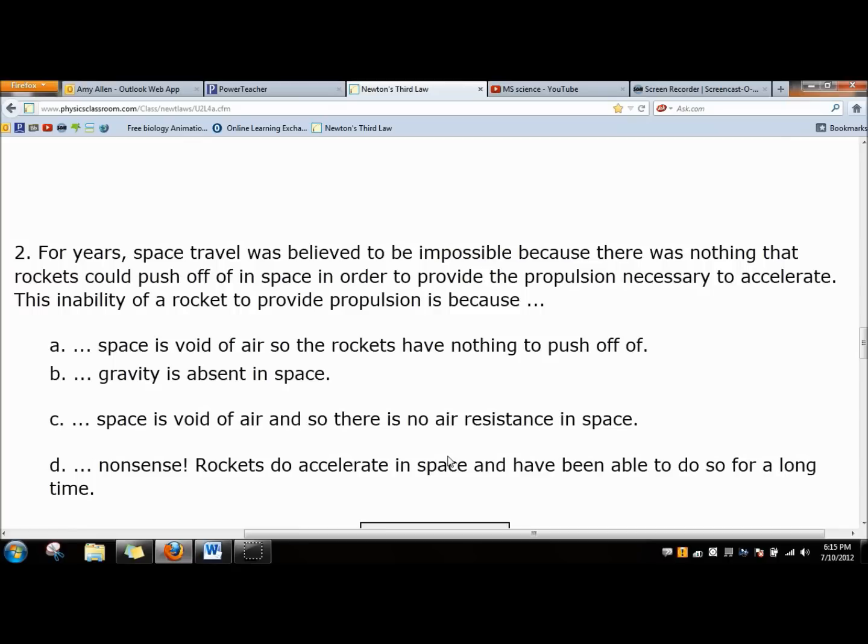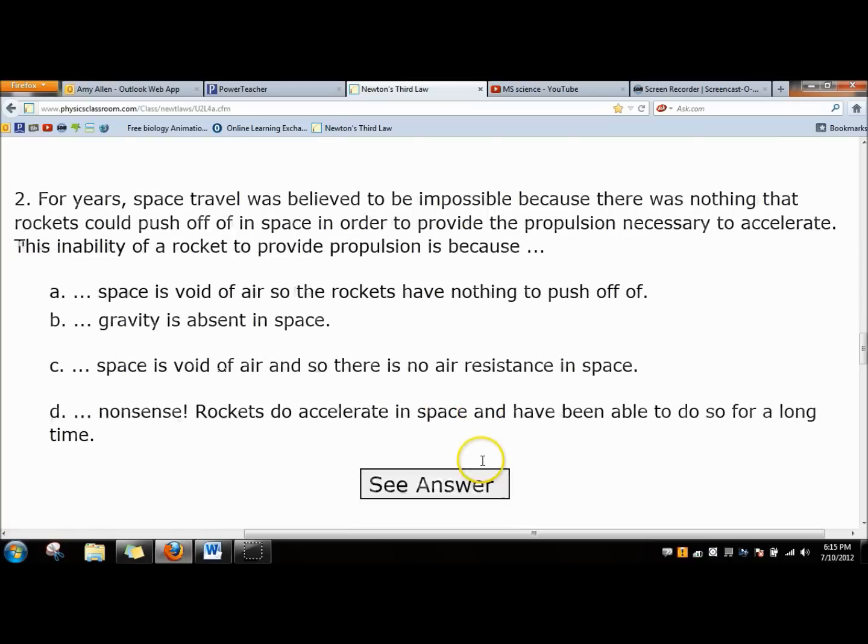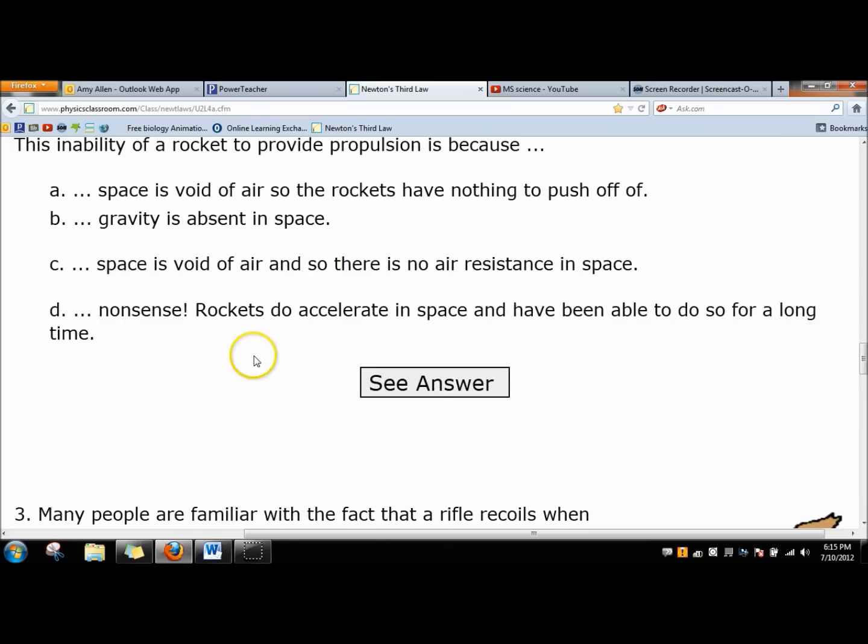This inability of a rocket to provide propulsion is because, letter A, space is void of air, so the rockets have nothing to push off of. B, gravity is absent in space. C, space is void of air, so there's no air resistance in space. Or D, nonsense. Rockets do accelerate in space and have been able to do so for a long time. What do we think? What do you know about rockets in space?